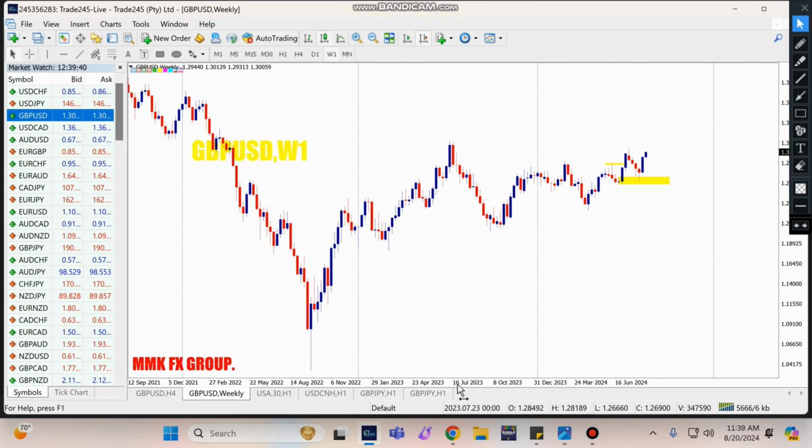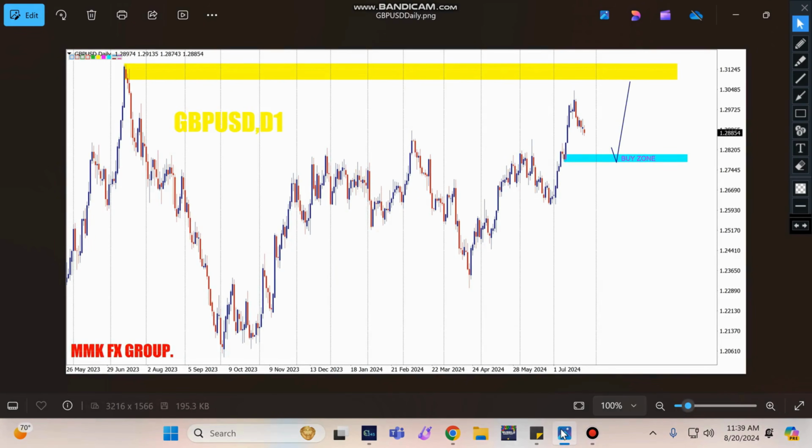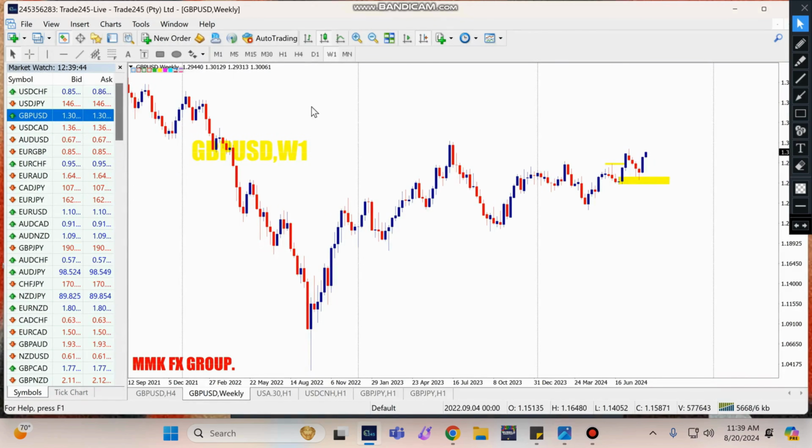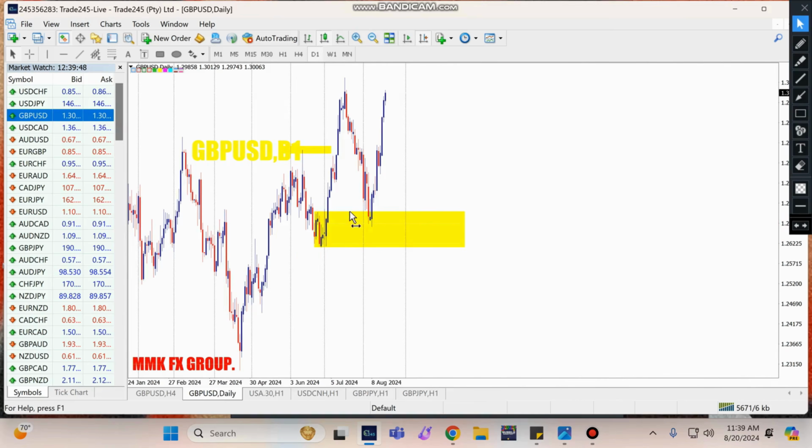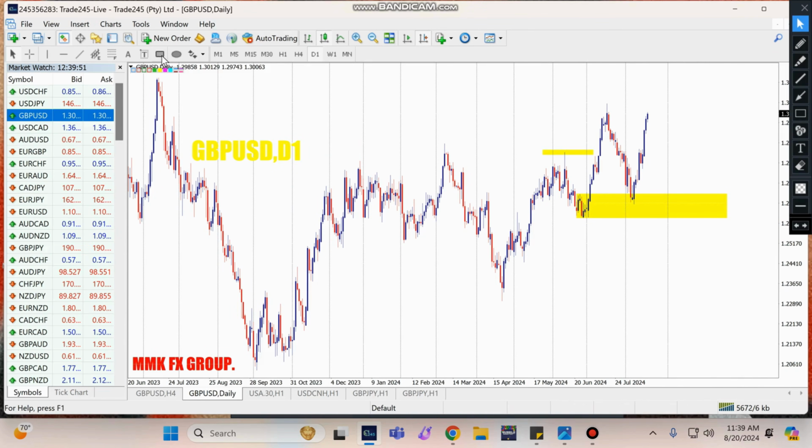Now, remember, this was my analysis on GU, and if we move down to the daily time frame, this is what I wanted to see, right? So right here, this was my buy zone, and as you can see, that did not work out. So I'm going to talk about how you can actually work around the market when you see such a thing happening.